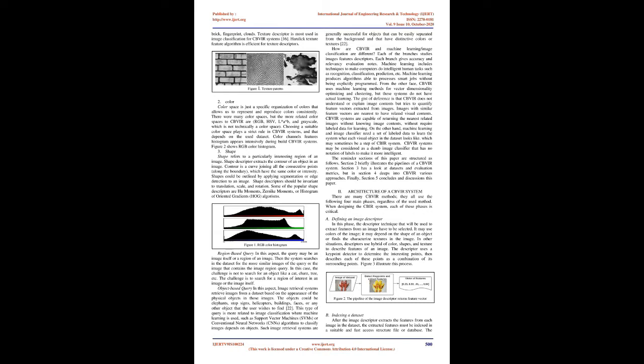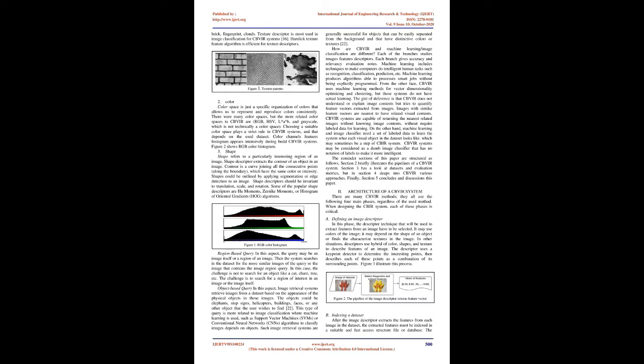How are Spur and machine learning/image classification different? Each of the branches studies images features descriptors. Each branch gives accuracy and relevancy evaluation notes. Machine learning includes techniques to make computers do intelligent human tasks such as recognition, classification, prediction, etc. Machine learning produces algorithms able to process smart jobs without being explicitly programmed.